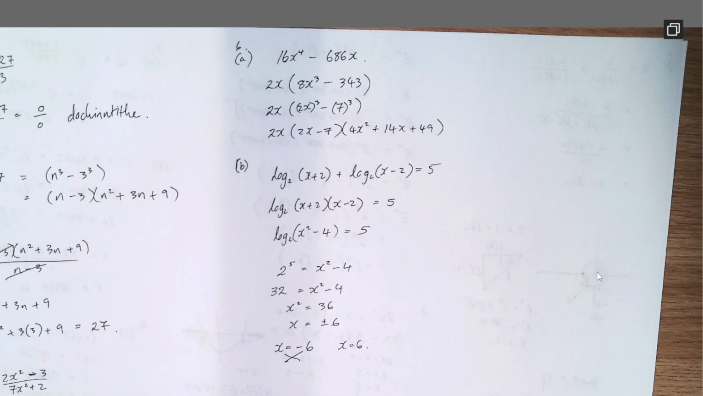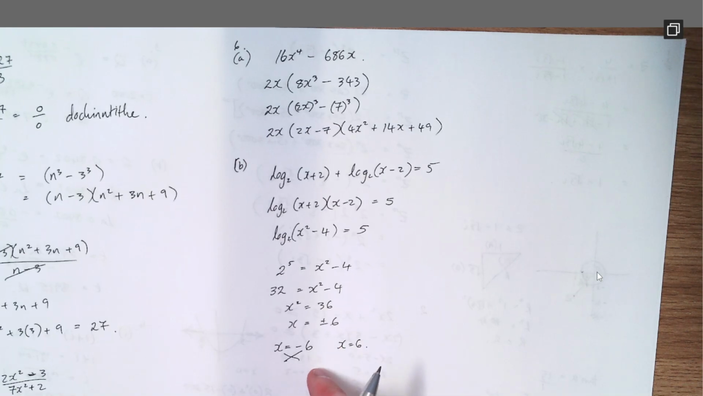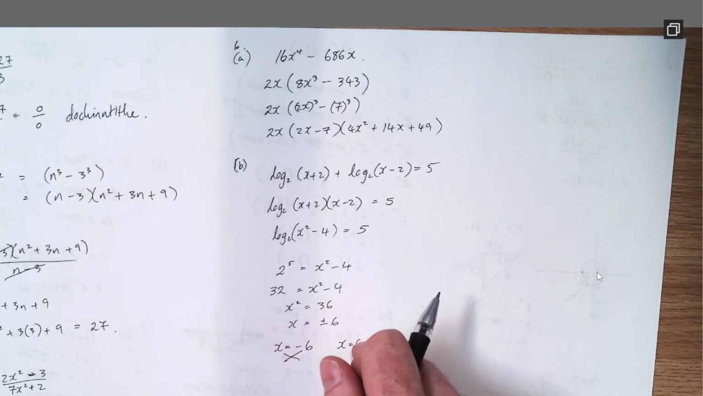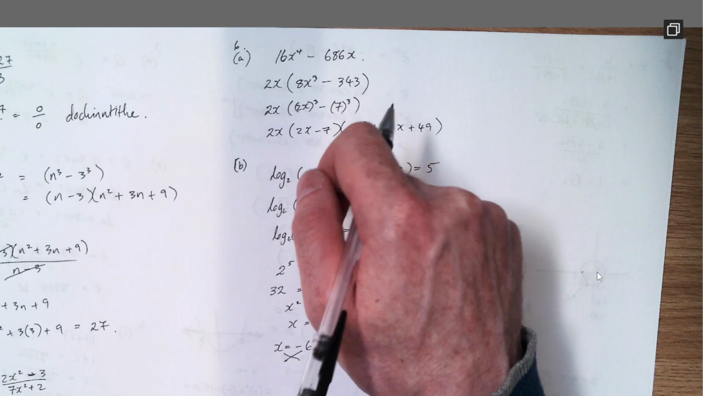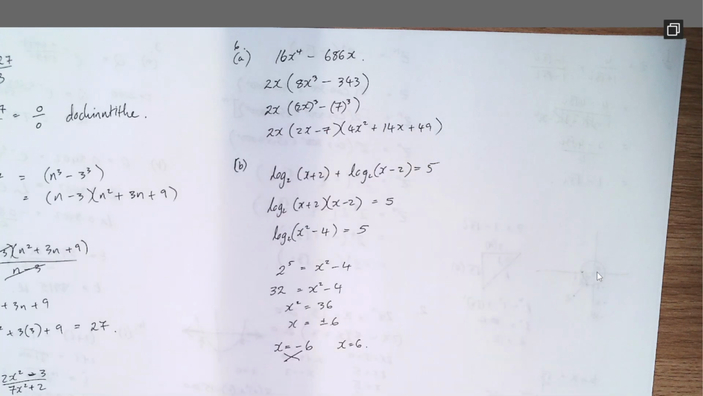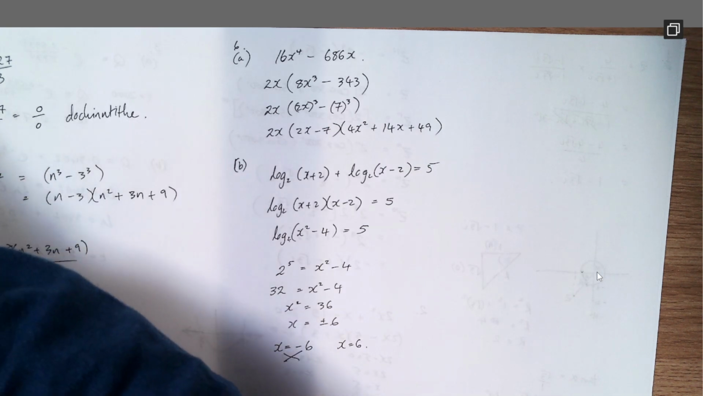There are 2 solutions: one doesn't work, the other one does. You have to show this, because you will get penalised in the leaving cert. On the screen, x equals 6 works, but minus 6 doesn't work because you get a negative log. Right, so part 2 on.